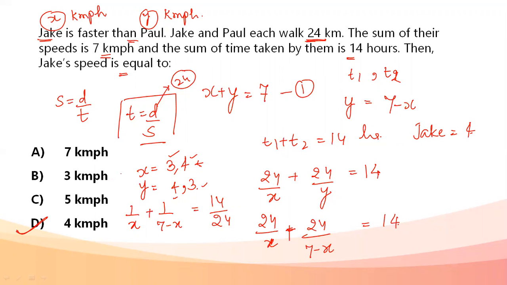Very simple question. All I had to do was use the interconversion property of time, speed, and distance. That is, I can always write time as distance by speed, or I can write speed as distance by time. All of that can always follow up. Okay, next question.